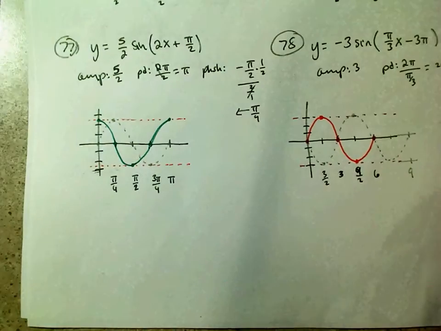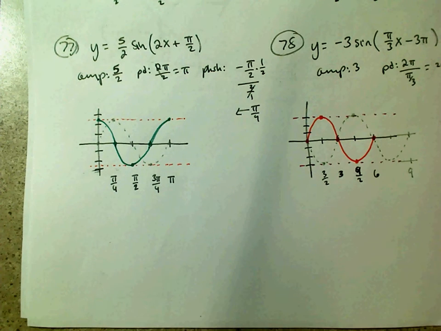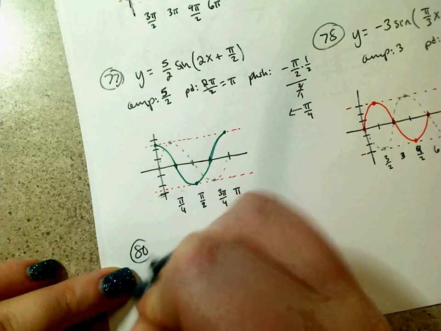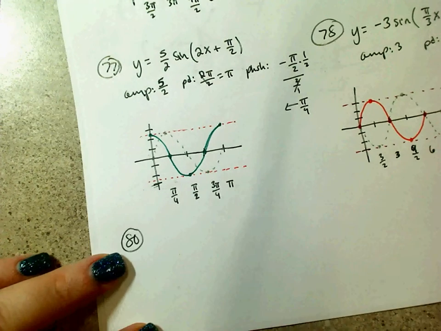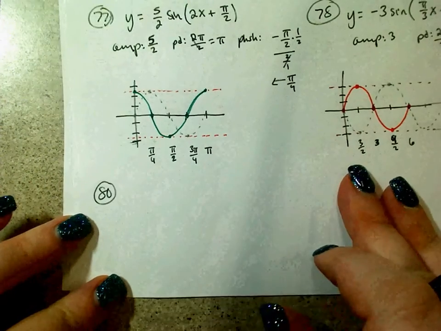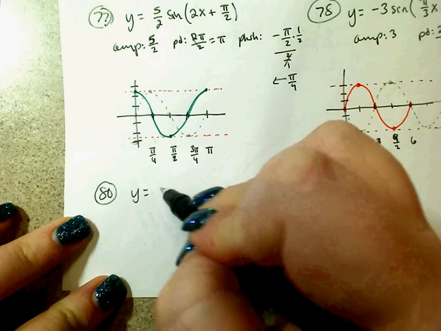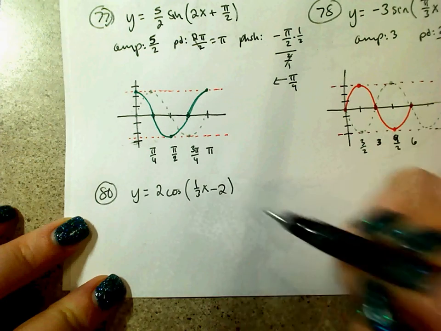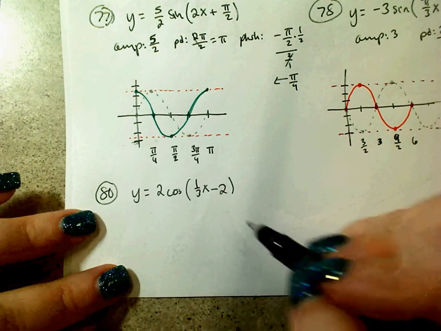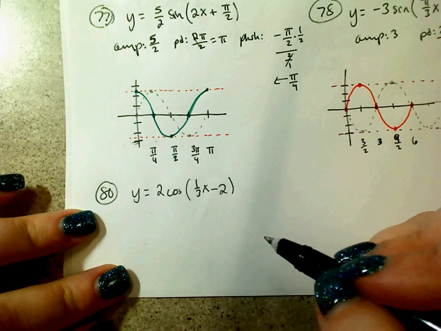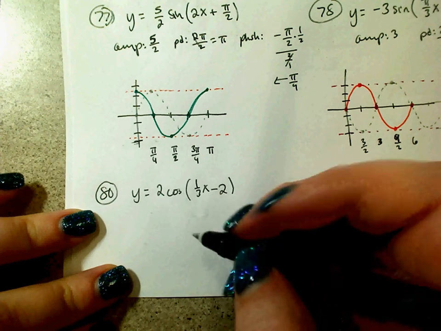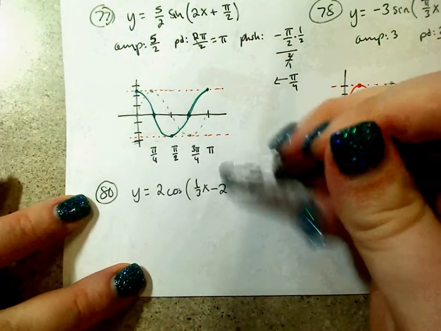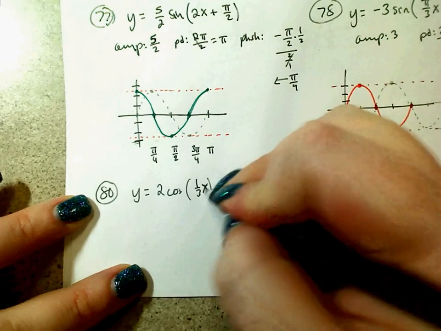Or 80. Okay, so 80 says use vertical shift to graph one period of the function. So 80 is y equals 2 cosine of 1/3 x minus 2. Okay. So amplitude is 2. Oh, just kidding. 1/3 x minus 2. Okay.